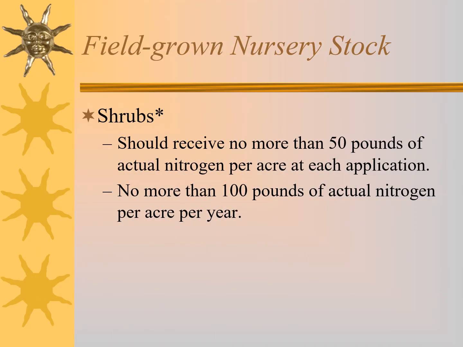For shrubs, the recommendation is no more than 50 pounds of actual nitrogen per acre at each application. And again, the application could be split in a similar manner to the way we split the application for trees. One application occurring in February and the second application occurring in June. That would mean that no more than 100 pounds of actual nitrogen per acre per year should be applied to shrubs growing in the field.